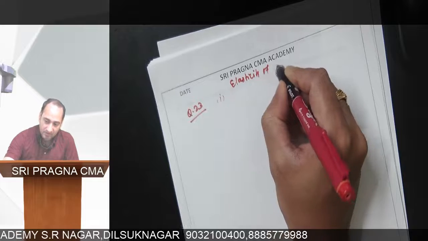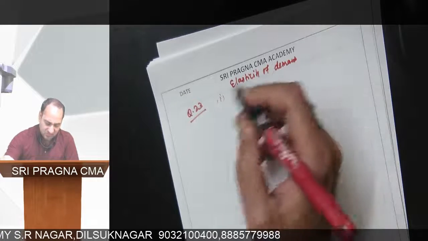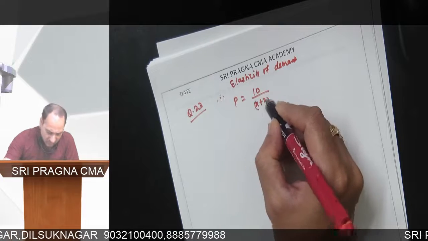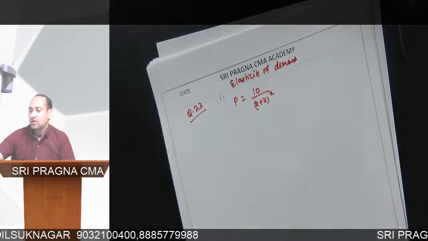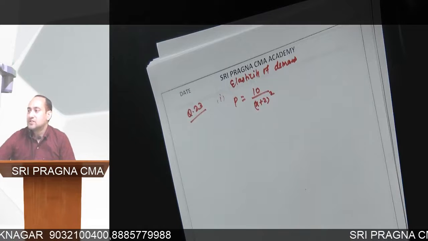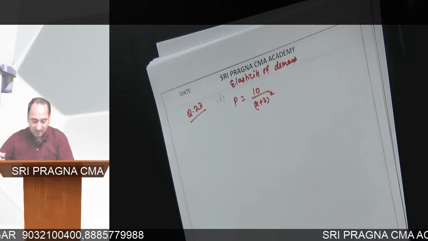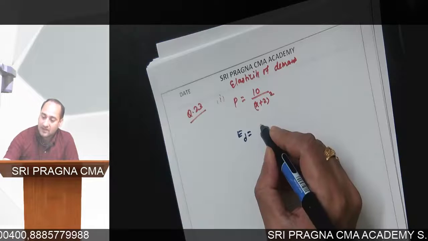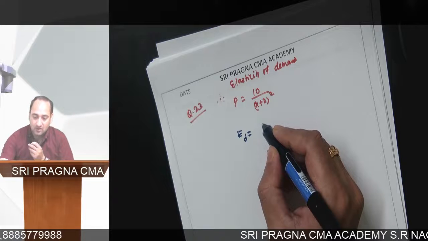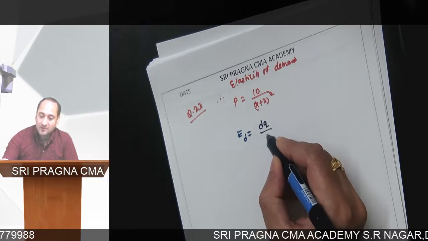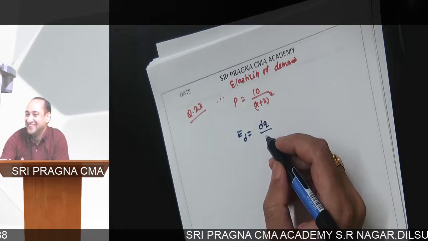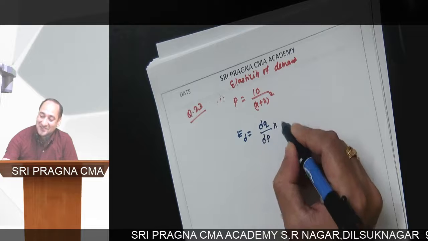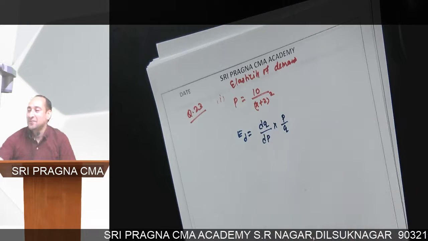Elasticity of demand. It's a very easy sum, kuch nahi hai, bahut easy hai. This plus this to the power 2, right? So this is your question. So you know the elasticity of demand ka formula. Everybody knows. What do we write? dq by dp into p by q, right? So I'm not putting any mode here.